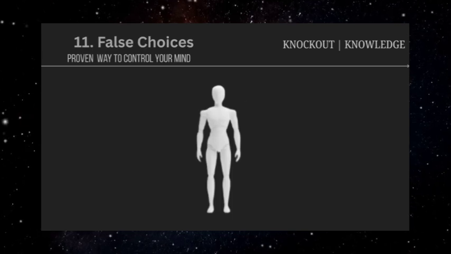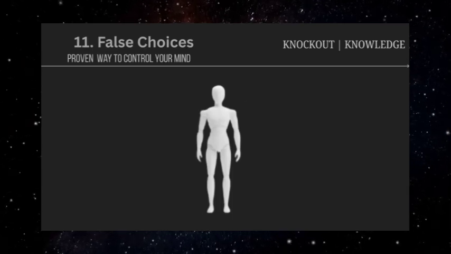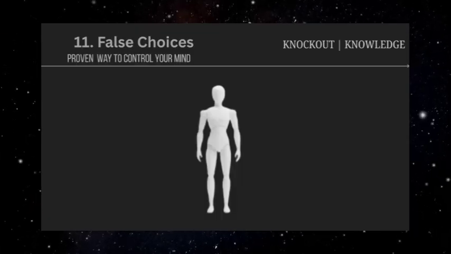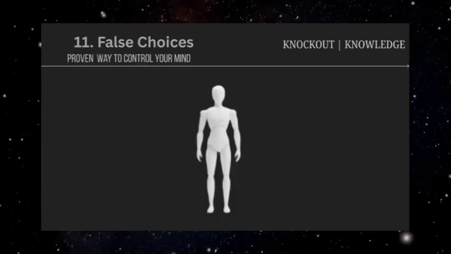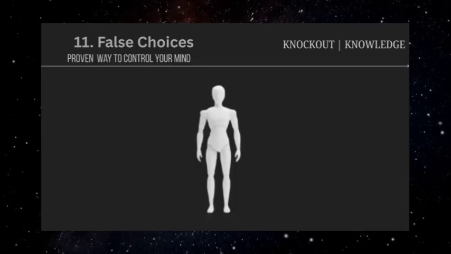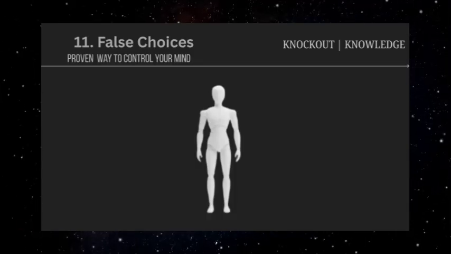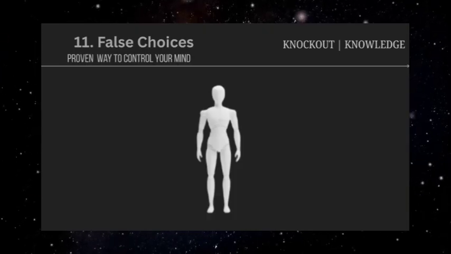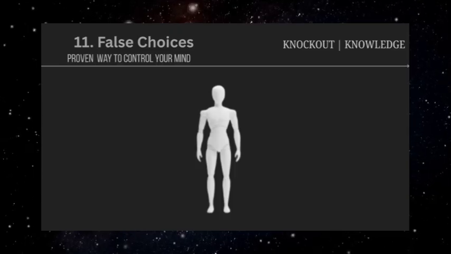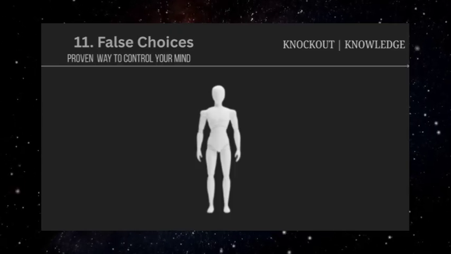11. False choices. Offer only the options you want them to pick. False choices, also known as the false dilemma or false dichotomy, is a manipulation technique where someone presents a limited set of options while concealing the fact that other alternatives exist. The manipulator frames the situation as if you must choose between the options they've provided, when in reality, you may have many more choices available, including the option to not choose at all.